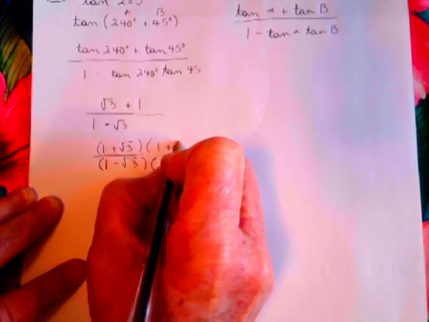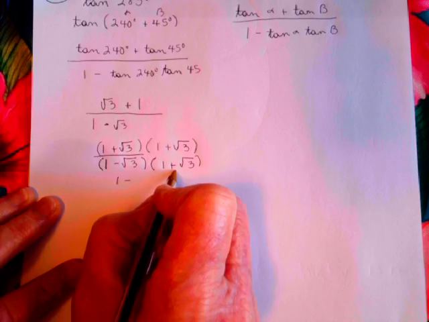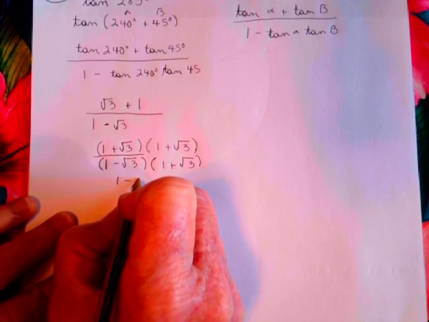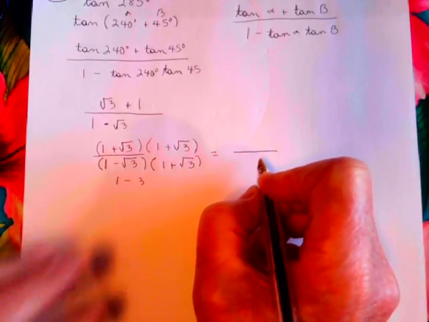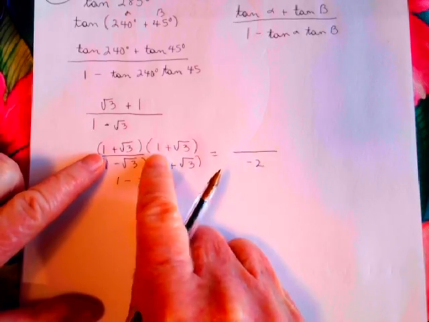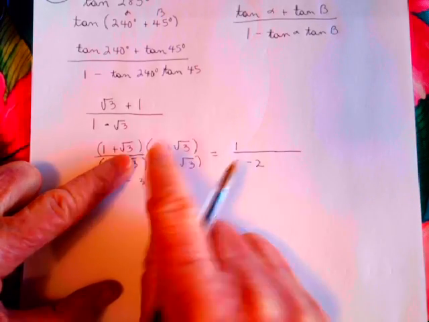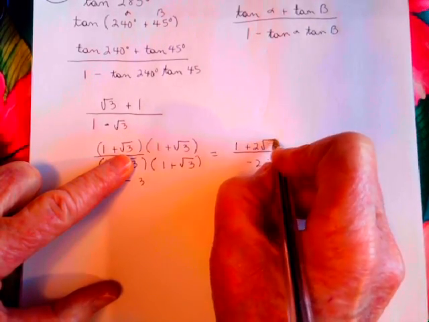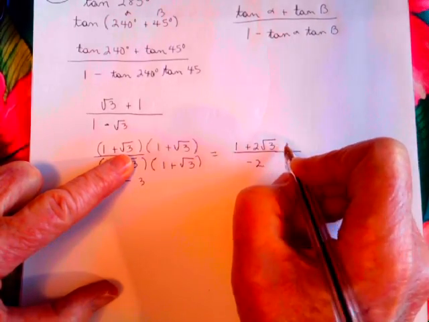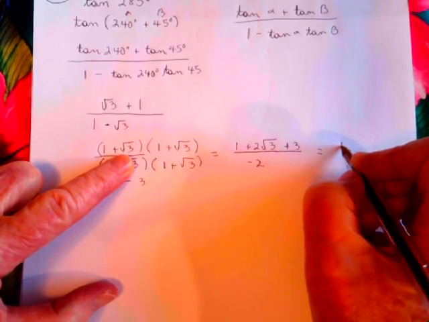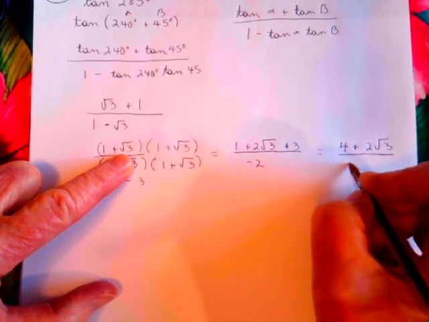Same thing in the numerator. Denominator is 1 minus the square root of 9, which is 1 minus 3. Denominator is negative 2. Numerator is 1 times 1 is 1. Outer times outer is the square root of 3. Inner times inner is the square root of 3. So I have plus 2 times the square root of 3. You know the square root of 3 times the square root of 3 is 3. So that I now have 4 plus 2 times the square root of 3 all over negative 2.